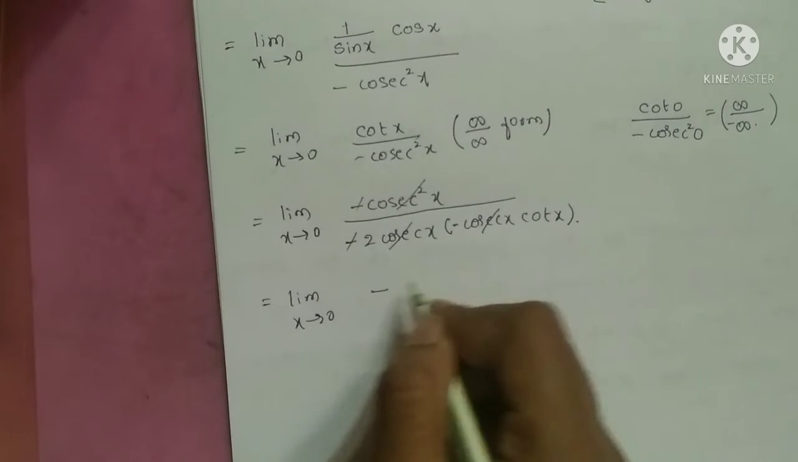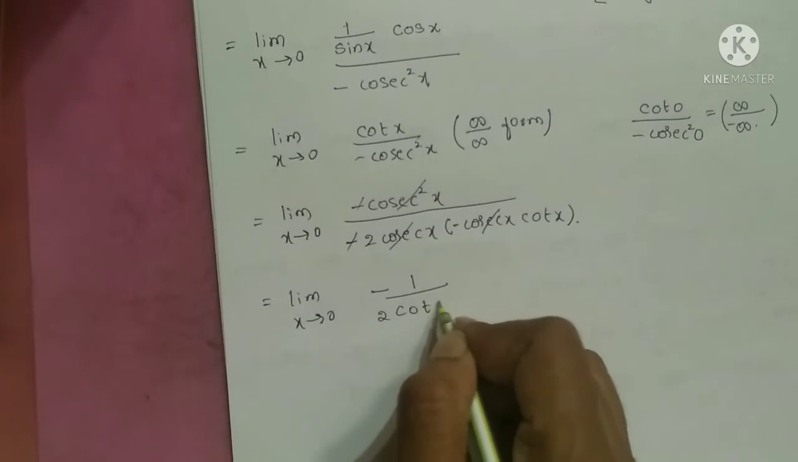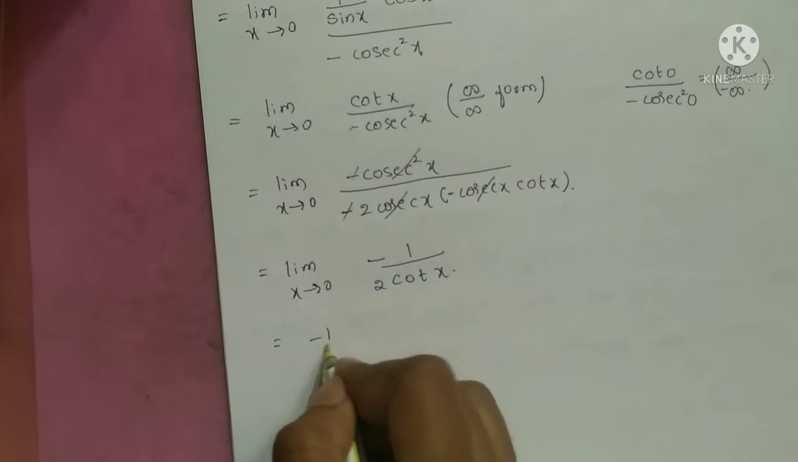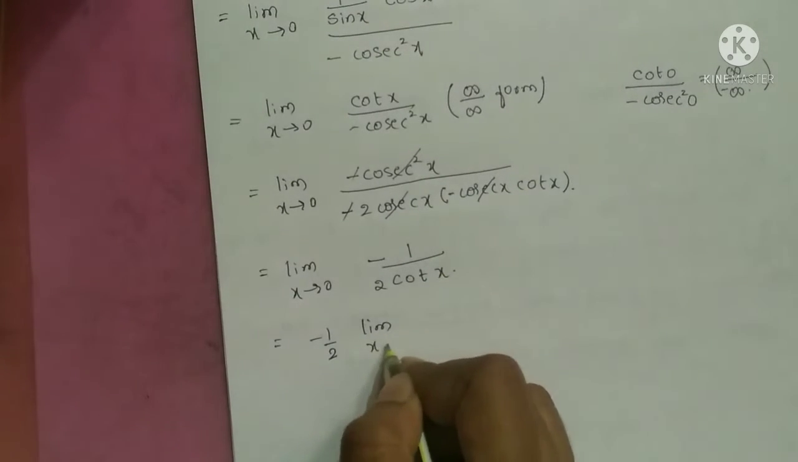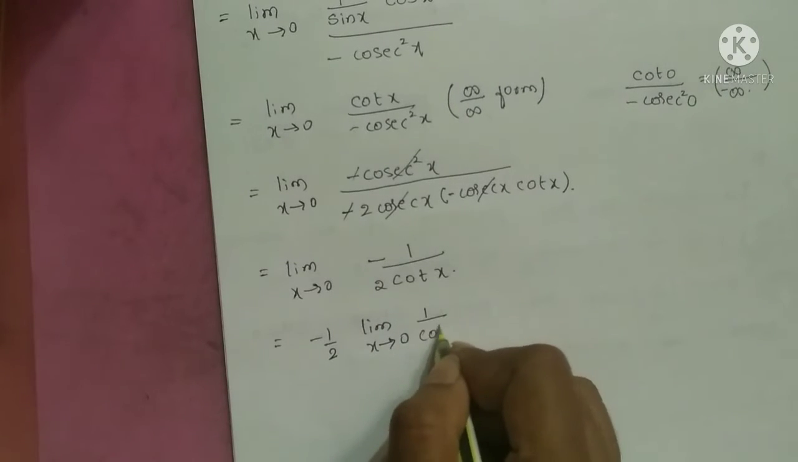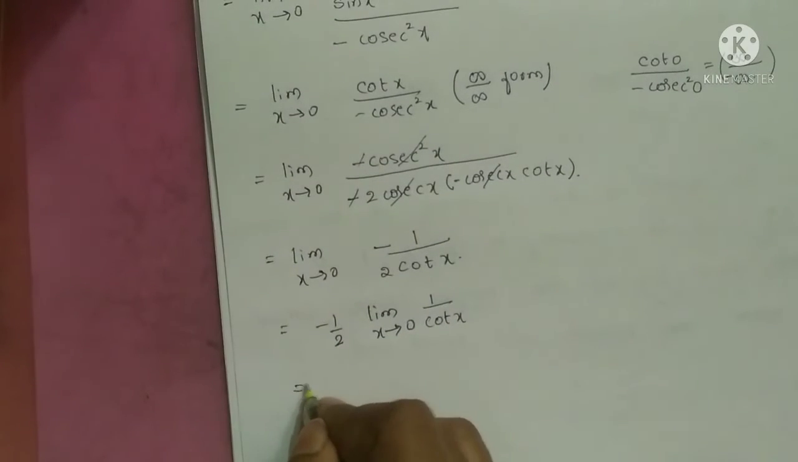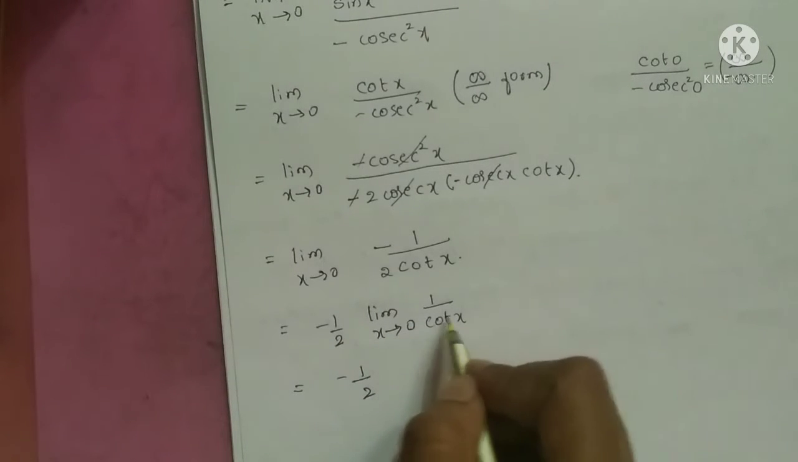So the answer becomes minus 1 by 2 cot x. Here, since minus 1 by 2 is constant, take it out of the limit: minus 1 by 2 into limit x tends to 0 of 1 by cot x. Now you have to apply the limit, right? Minus 1 by 2. After solving everything, you have to apply the limit.